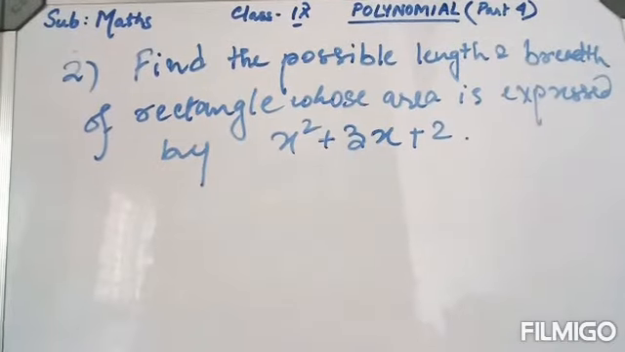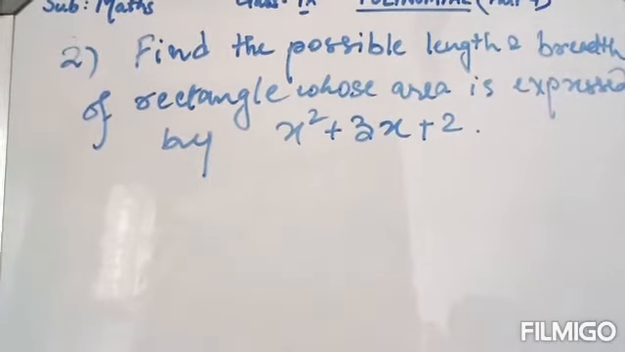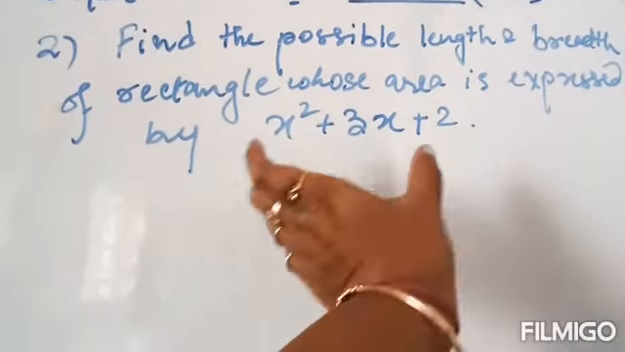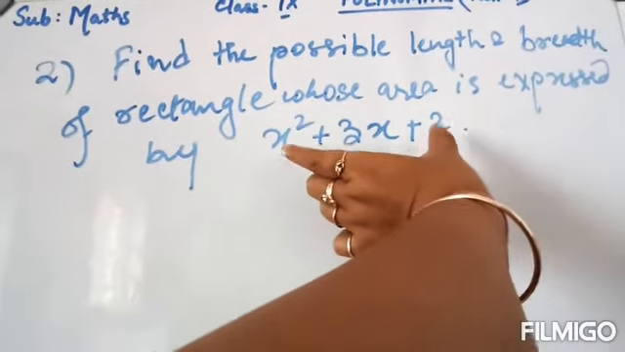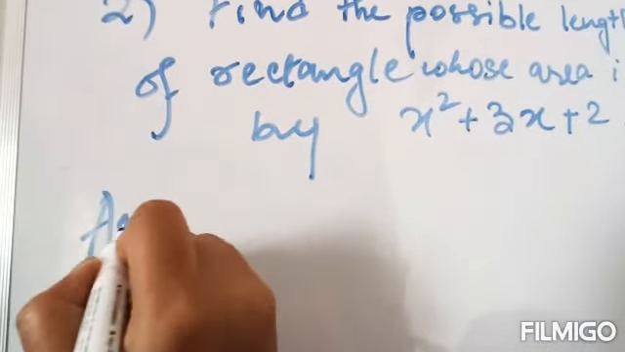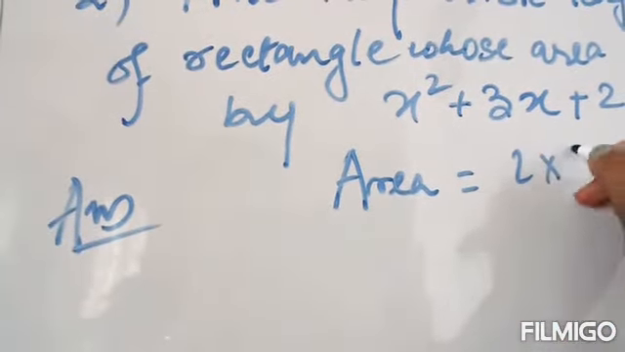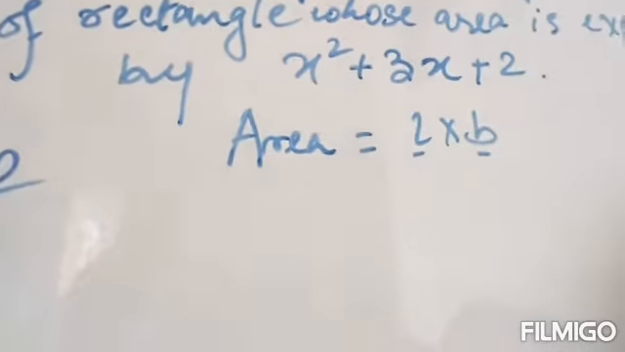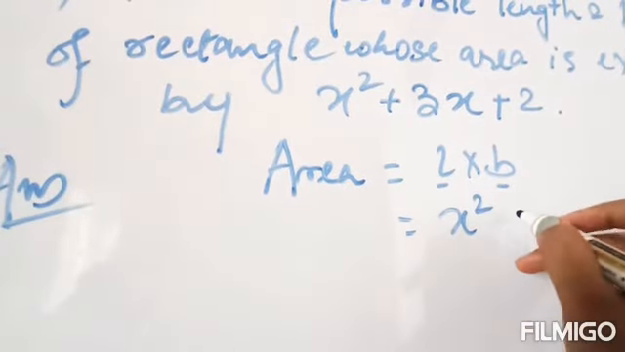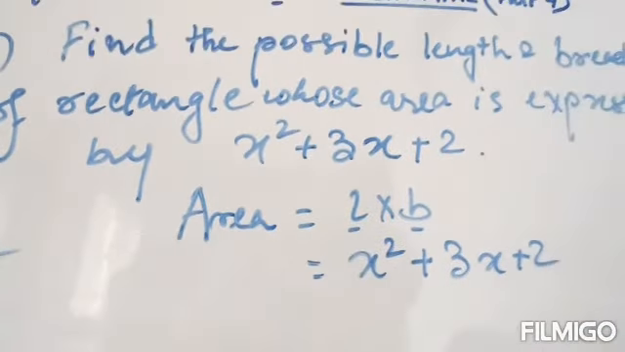Okay, find the possible length and breadth of a rectangle whose area is expressed by x square plus 3x plus 2. This x square plus 3x plus 2 is a polynomial which is depicting the area. Area means length into breadth, so that means there are two factors, and the product of them is given as x square plus 3x plus 2.